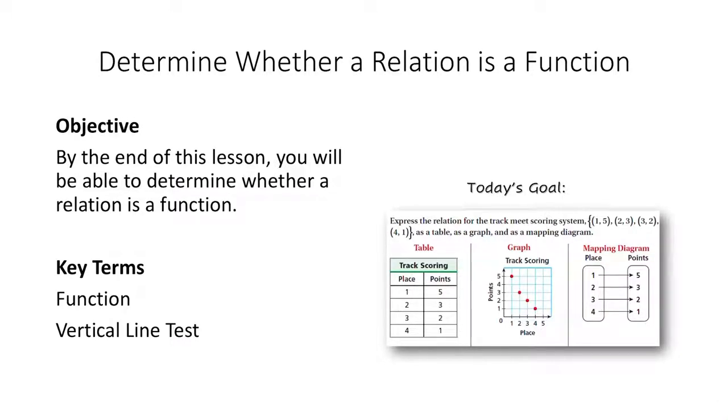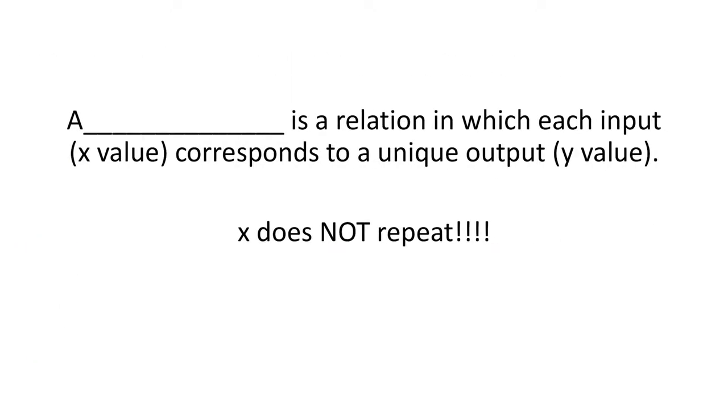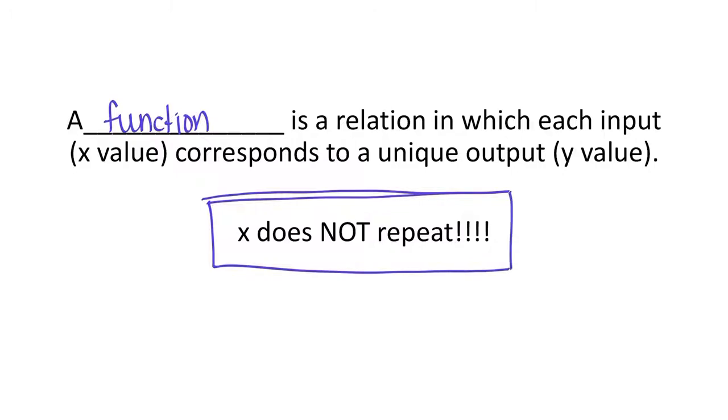In this video, we're going to talk about how to determine whether a relation is a function. A function is a relation in which each input, or x value, corresponds to a unique output, or y value. The important idea here is that your x value does not repeat. So that's how we're going to figure out if a relation is a function. We're going to look for the repeated x.